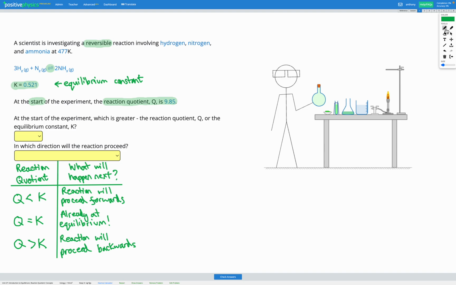So let's go ahead and apply that to this question here. In this question, K is 0.521 and Q is 9.85. So the Q value is bigger than the K value. So at the start of the experiment, Q is greater than K. What does that tell us about the direction the reaction will proceed? Well, we can look at our table down here. If Q is greater than K, the reaction will proceed in the backwards direction.